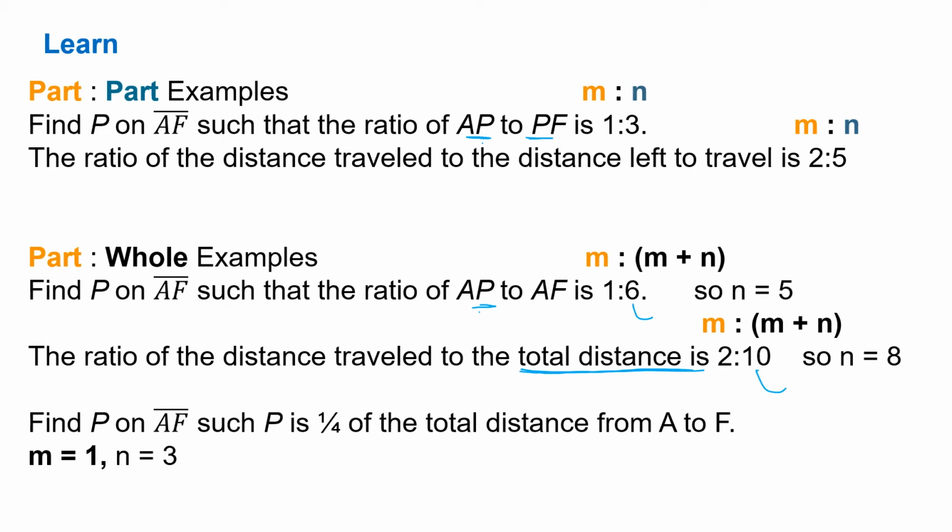Another way that can be used to describe a part-to-whole relationship is find point P on AF such that P is 1/4 of the total distance from A to F. Again, this is a part-to-whole relationship, so M is 1, the top number or the numerator of our fraction, and N is 3. You have to take the denominator of our fraction and subtract the numerator in order to find N.